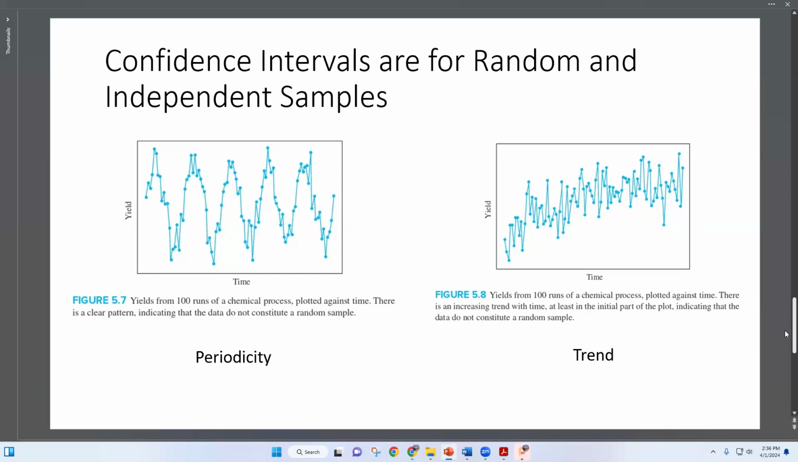On the right, we see a trend where it's increasing over time. Again, not a random sample. It doesn't reflect a static mean and standard deviation over time. So that's important to think about when we're calculating means of samples and confidence intervals and comparing them.